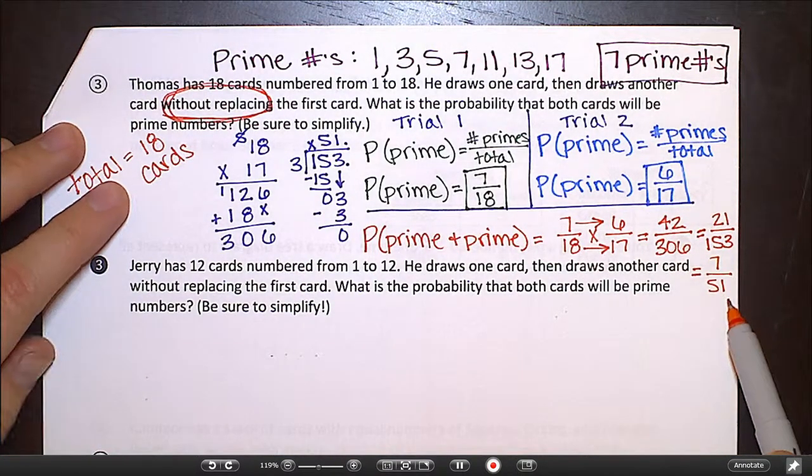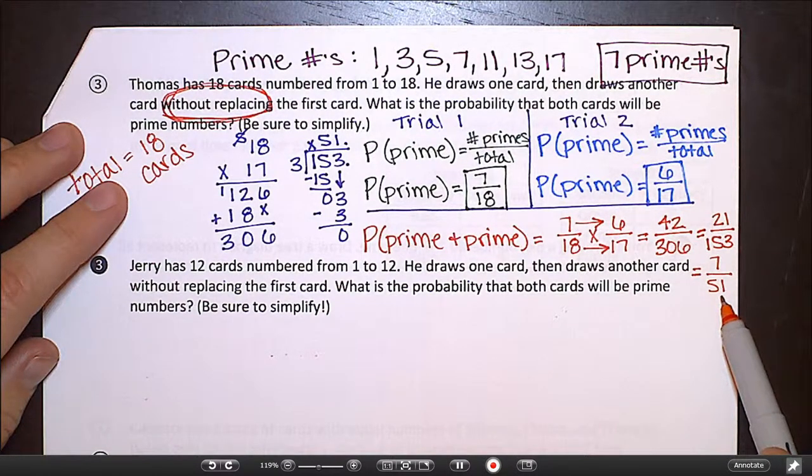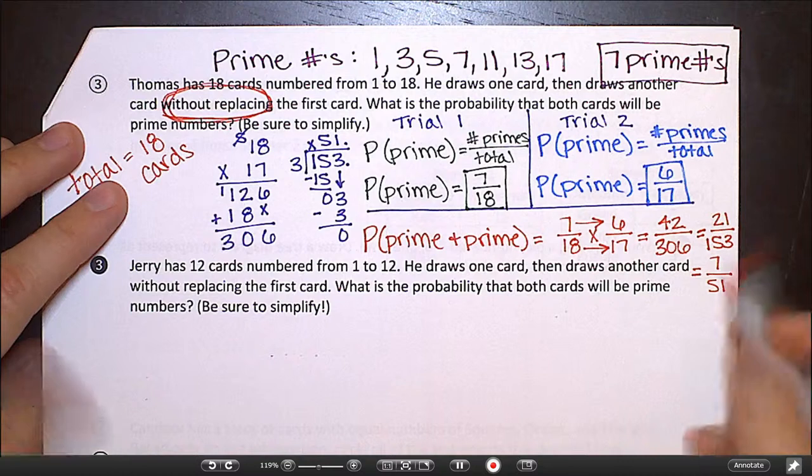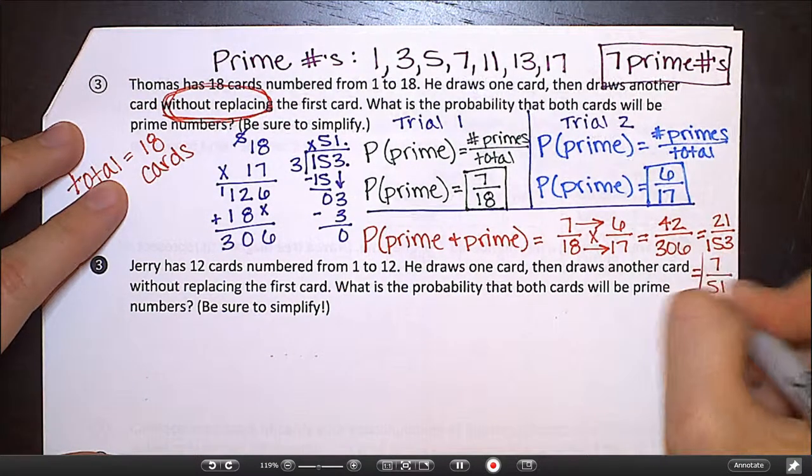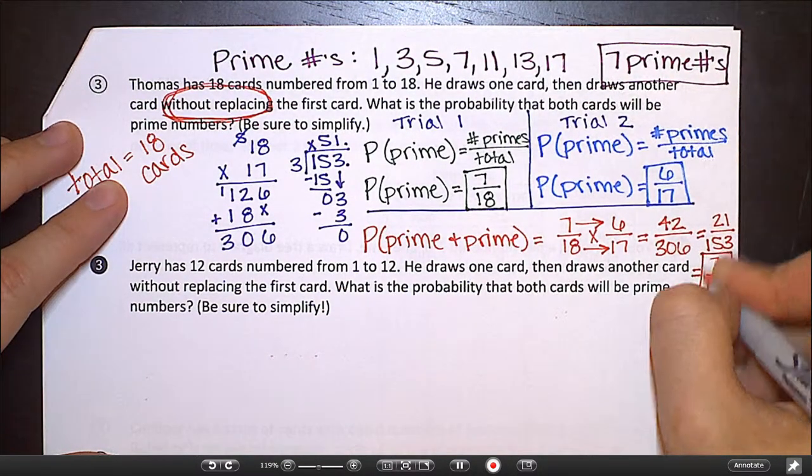Is 51 divisible by 7? I'm going to use what I know. This is us using our number sense. 7 times 7 is 49. So the next multiple of 7 would be 56. So this is fully simplified.